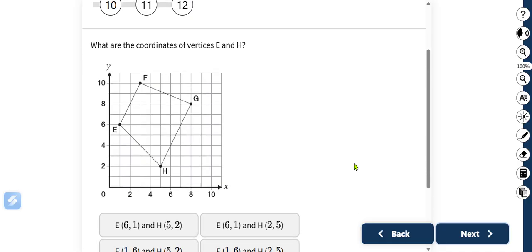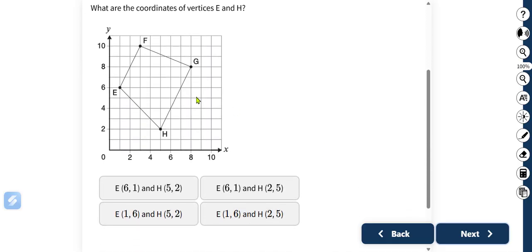Now you have to find the vertices of E and H. So if you look at E, we always start from the x-axis. The first coordinate is for x and second for y. So here E is 1 unit right and straight 6 units up. So E is 1, 6. So we have 1, 6 here and here. So these two might be correct. The next is H. Here H again starts from the x-axis. So straight goes to 5 units and then 2 units up. So this is 5, 2. So this option is right.